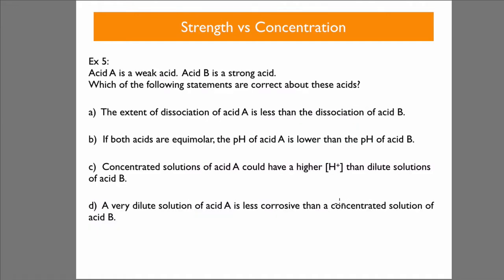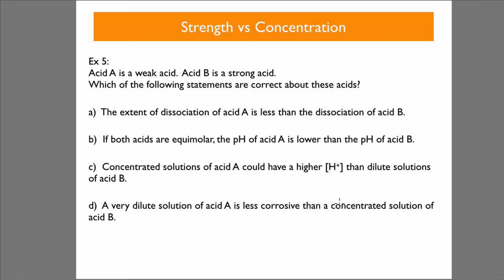Example 5. Acid A is a weak acid. Acid B is a strong acid. Which of the following statements are correct about these acids? Have a think about it. Okay, A. The extent of dissociation of acid A is less than B. A is a weak acid, so it will dissociate less. B. If both acids are equimolar, the pH of acid A is lower than the pH of acid B. That's incorrect. B is a strong acid, so it's going to have a lower pH. It's a stronger acid.